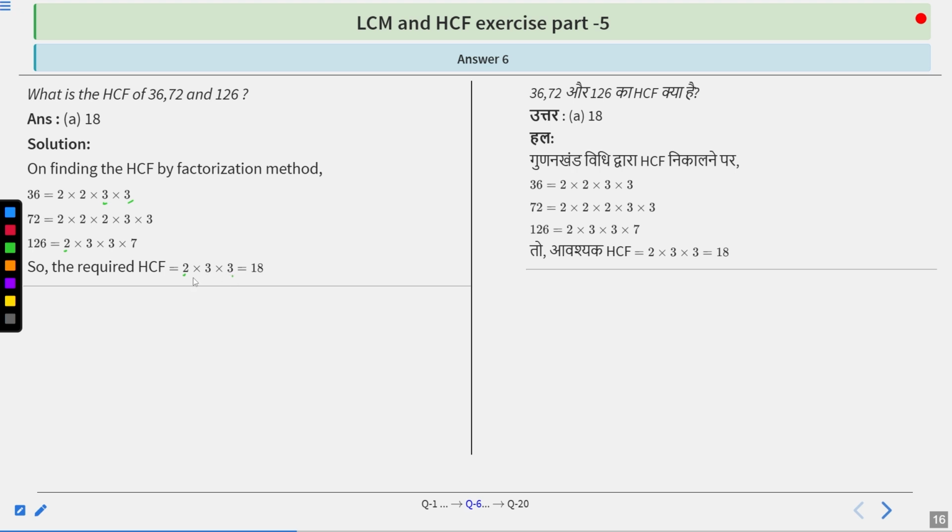So 3 into 3 is written here. But 7 is only present in factors of 126. So we will not take 7 into consideration. So the HCF is 2 into 3 into 3, that is 18. Option number A is the correct answer.